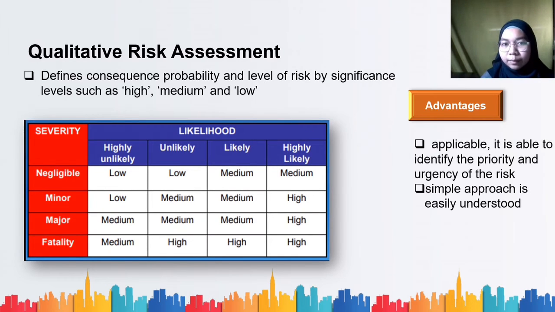For qualitative risk assessment, we can use this table to define consequence, probability, and level of risk significance levels such as high, medium, and low. The advantages of qualitative risk assessment: the first one, applicable, it is able to identify the priority and urgency of risk, and it is a simple approach that is easily understood.